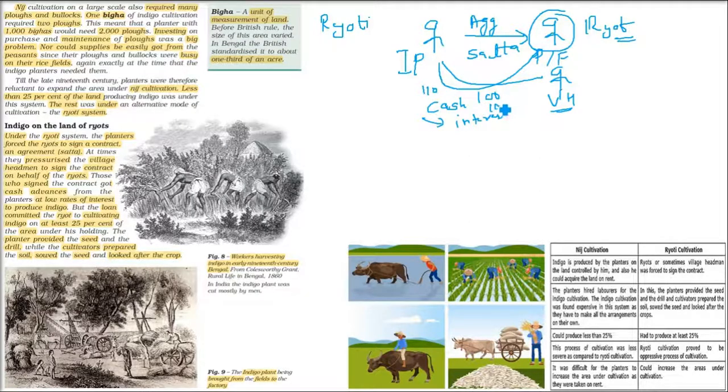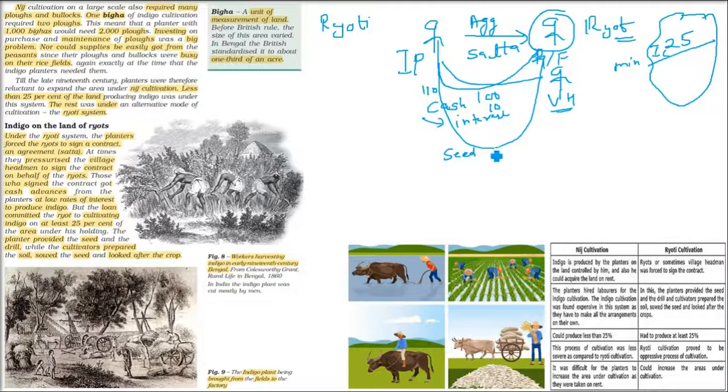Now the Kisan or peasant gets happy. Oh, we are getting advances. So let's go and do this indigo plantation. They are giving us money. So all of them went for this agreement. The agreement had one more clause: 25% of the land, whichever the Rayathi has taken this agreement, minimum 25% he has to grow indigo in his land. If he has 100 bigha, he has to do 25 bigha indigo plantation.